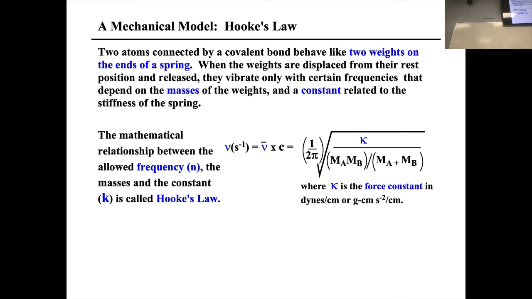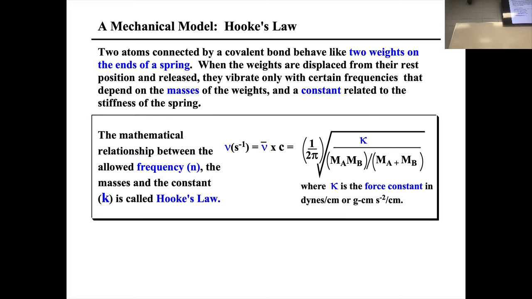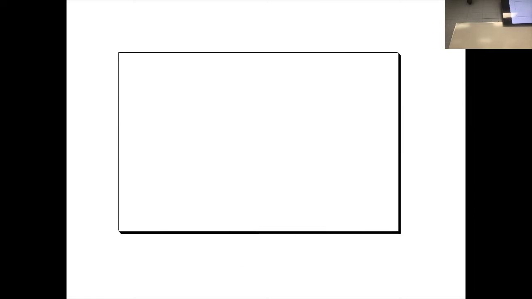And that different bonds have different stiffness, okay? So they're like different stiffnesses of springs. You need to know that that's all encompassed in Hooke's law, okay? I will not make you do the math, okay? So, let's move on.